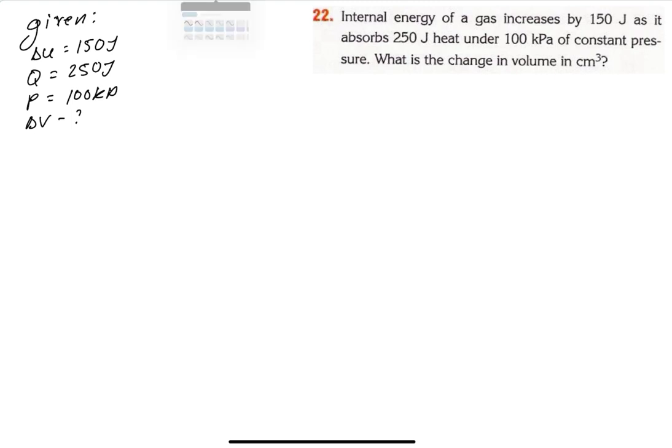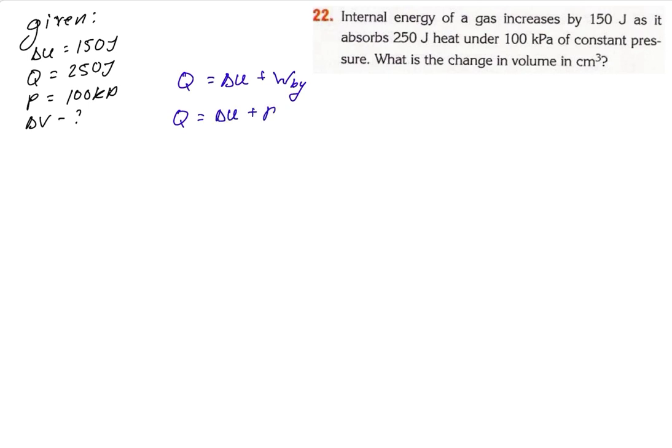So to solve this question, we need to apply the first law of thermodynamics again. So Q is equal to delta U plus work done by the system. So here I can replace W with P times delta V. So if I rearrange it for delta V, it will be equal to Q minus delta U over the pressure. So let's just put the numbers.